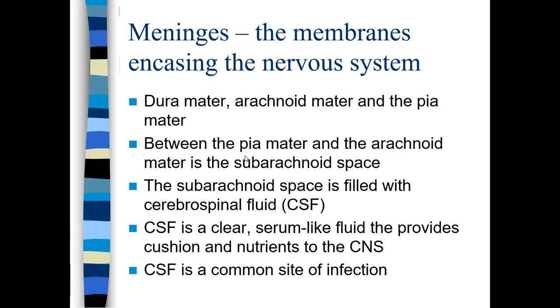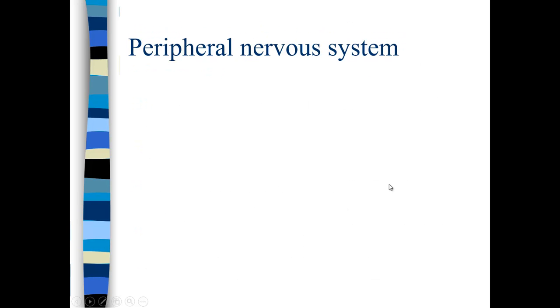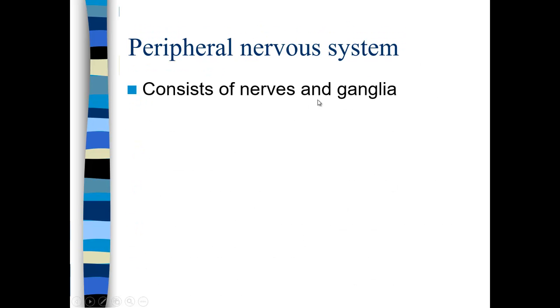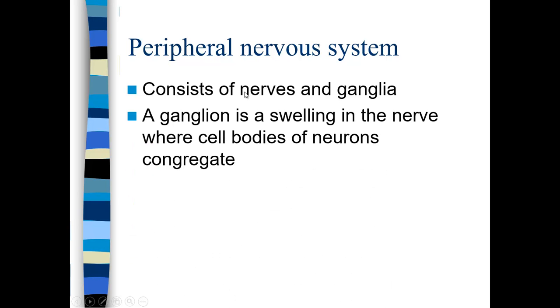And this can be a common site of infection, especially if there's some type of wounding of the subarachnoid space and the dura that would cause leakage of microbes that don't belong there. In terms of your peripheral nervous system, we have nerves and ganglia. And the ganglion is a swelling in the nerve where all the cell bodies in the neurons congregate.